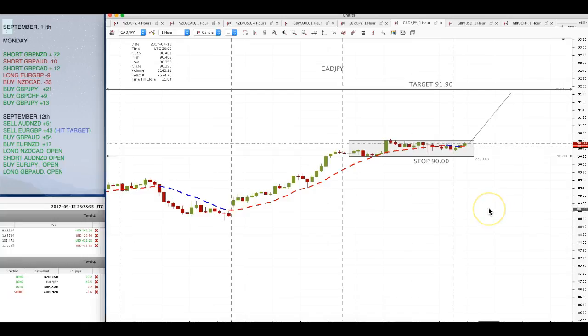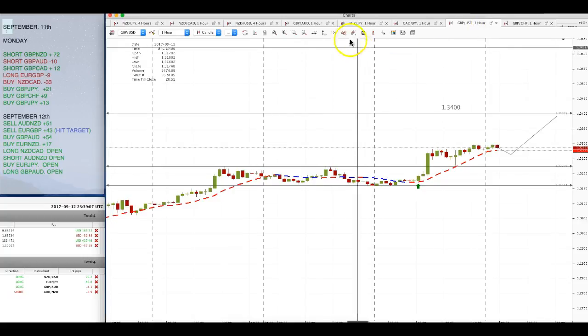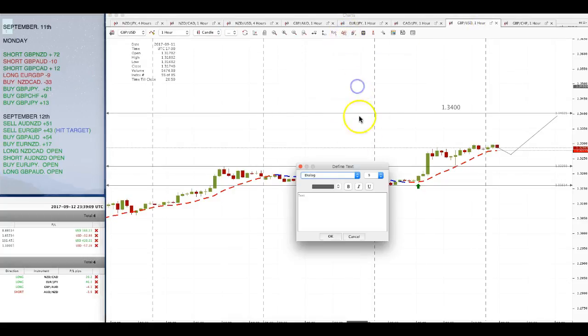Okay, so I'm not sure if I have any more trades set up. Aussie Swiss, the Swiss is very weak. Okay, so pound Swiss, pound dollar. Okay, we're in an uptrend. Target is 134 on pound dollar.